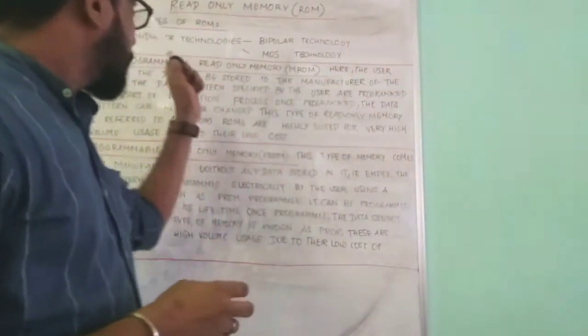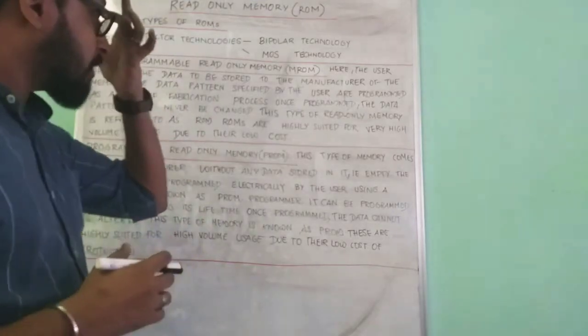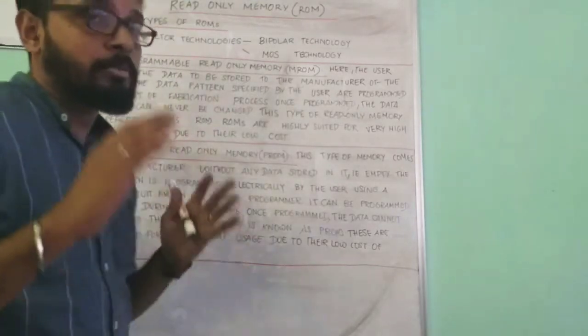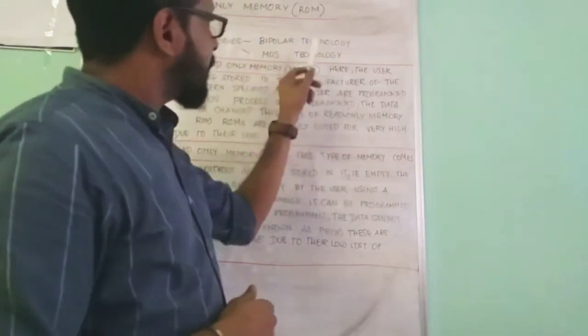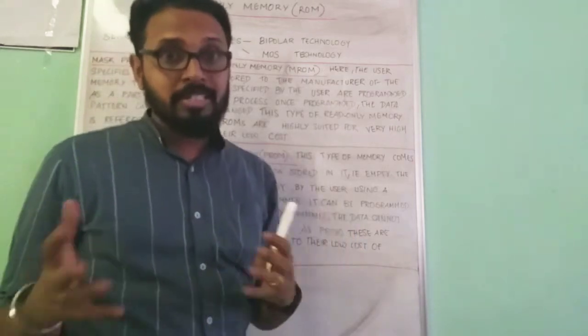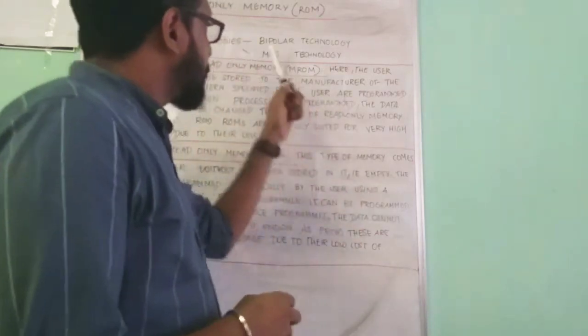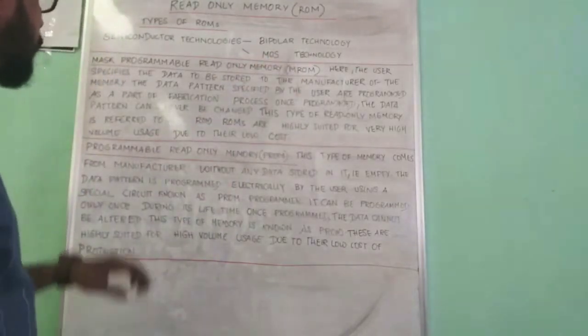Next topic is types of ROM. There are two semiconductor technologies for the production of ROM. First one is the bipolar technology, and second one is the MOS technology, that is metal oxide semiconductor. Other one is bipolar technology.